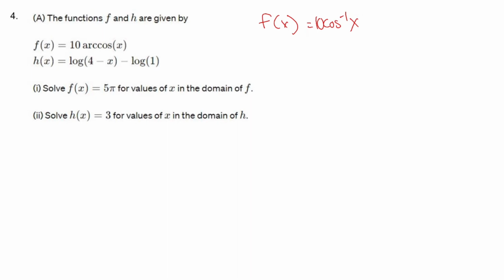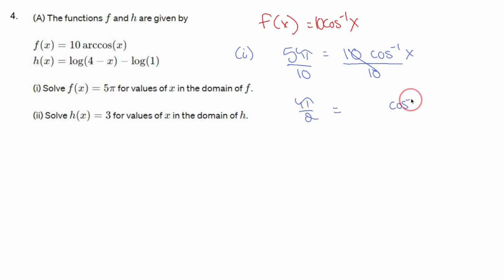All right. So f of x in this case is 5 pi. That's going to equal 10 cos inverse of x. This is problem numero I. If I want to solve for x, I have to get rid of the inverse cosine, but first I need to divide both sides by 10. 5 pi over 10 is pi over 2, and pi over 2 equals inverse cosine of x.